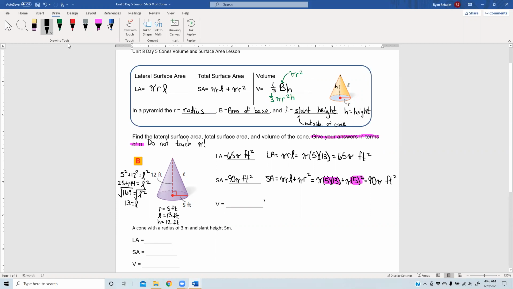And then we have the volume. So volume, the formula that you'll be given is 1/3 BH. But realize our big B is a circle. So this can be turned into 1/3 pi r squared times h.